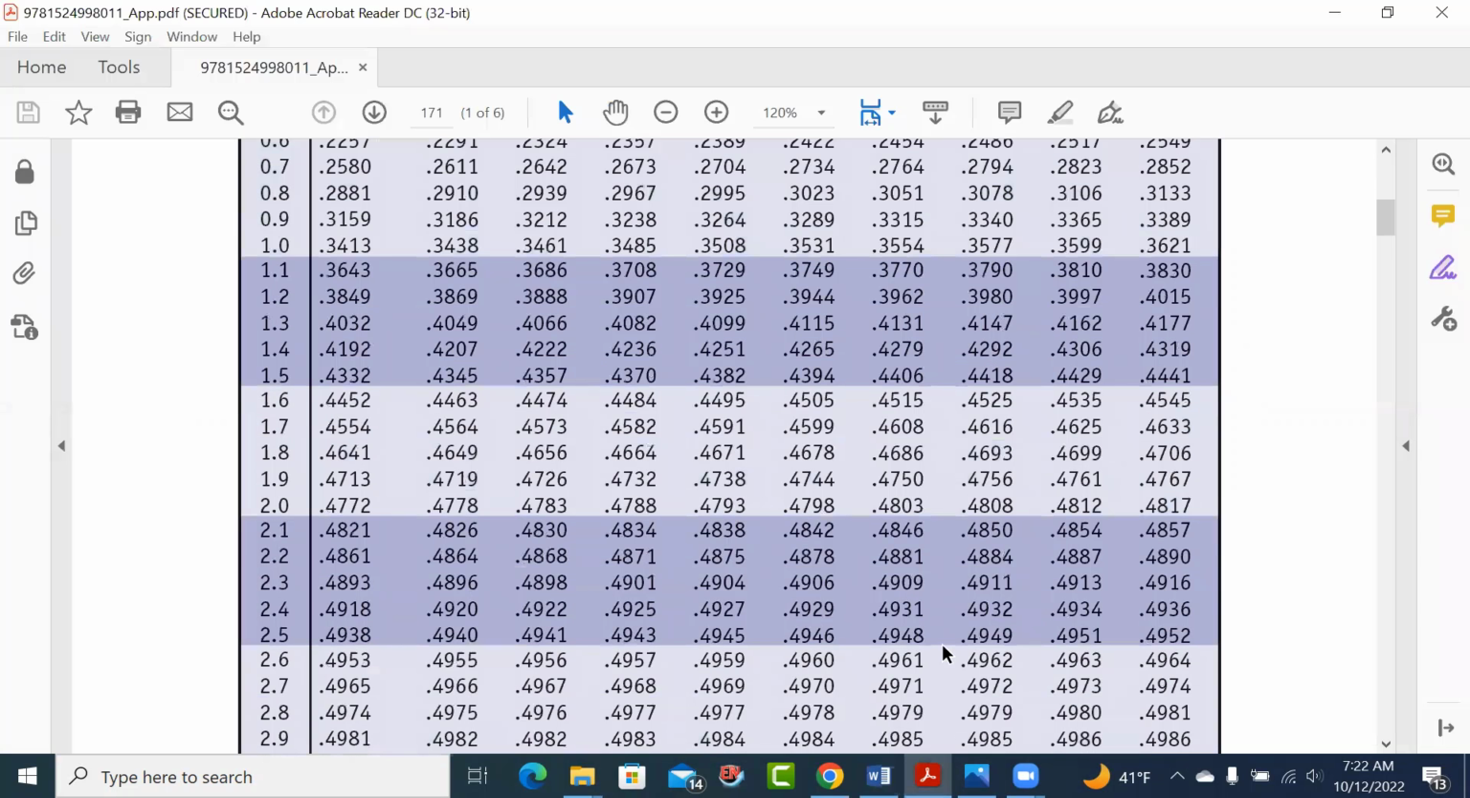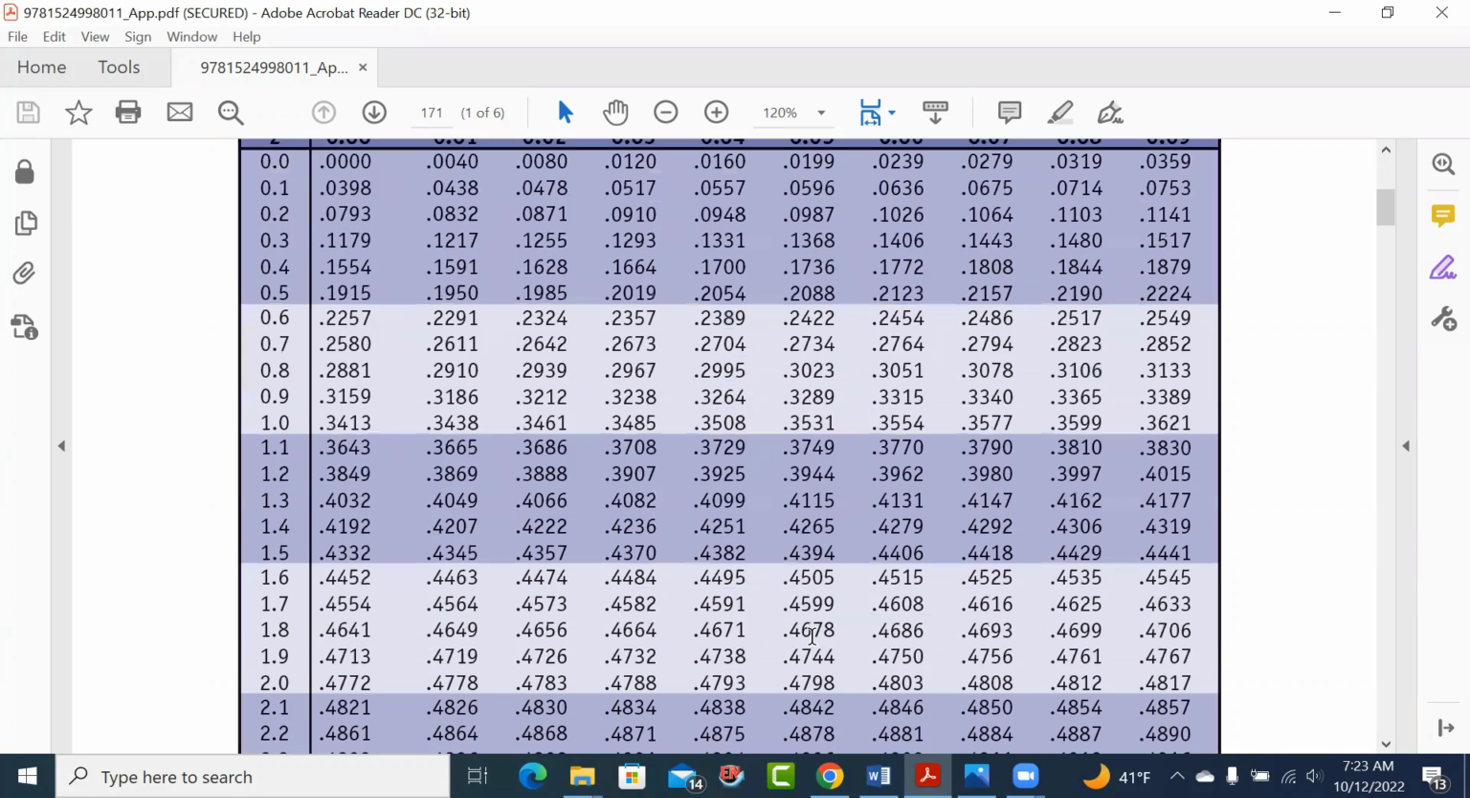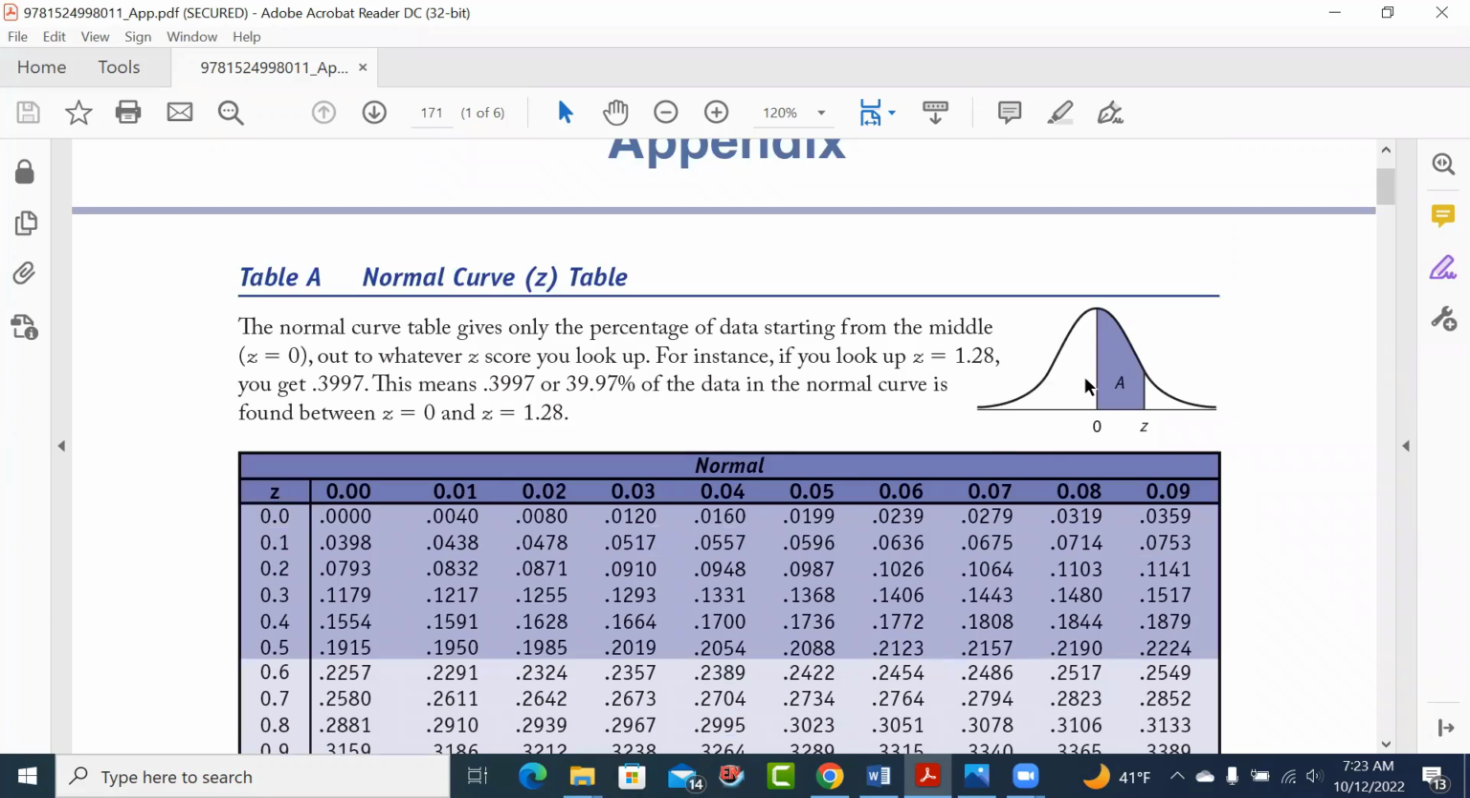Well, so we go to our table and our table ends at 3.5. So there is no 3.830, but this value all the way in the right-hand corner is 3.59. So we know that our probability of a value less than or equal to 3.9 is going to be 0.4998 plus 0.5. Because remember, you always have to add that 0.5, that 50%, here.